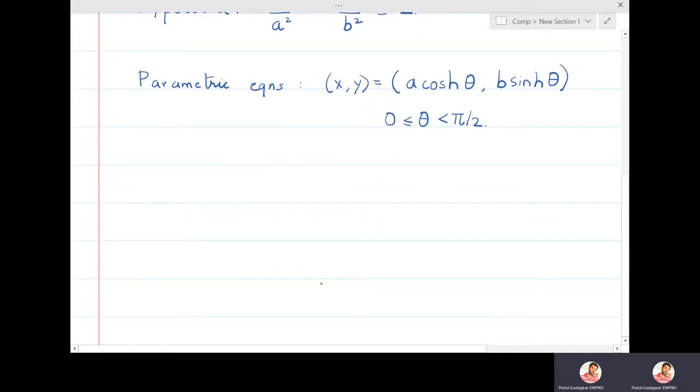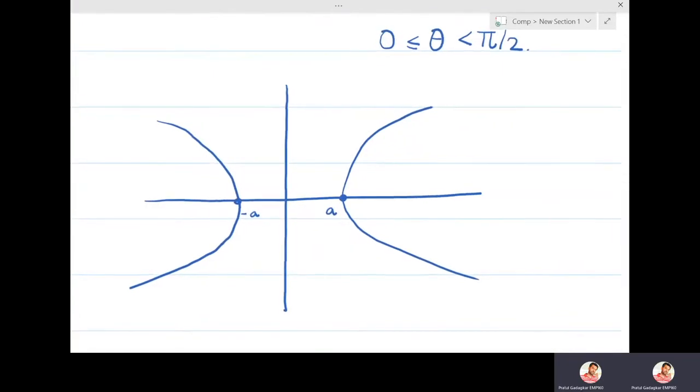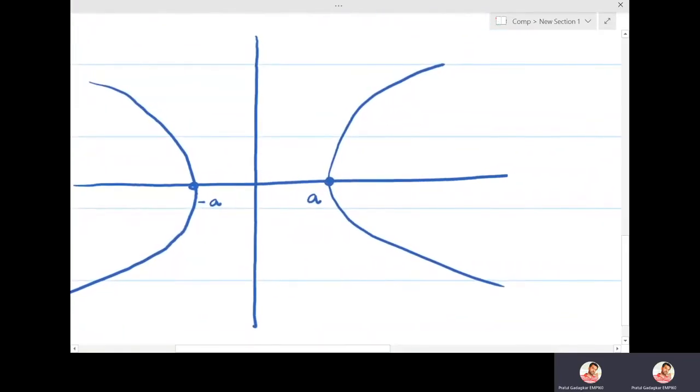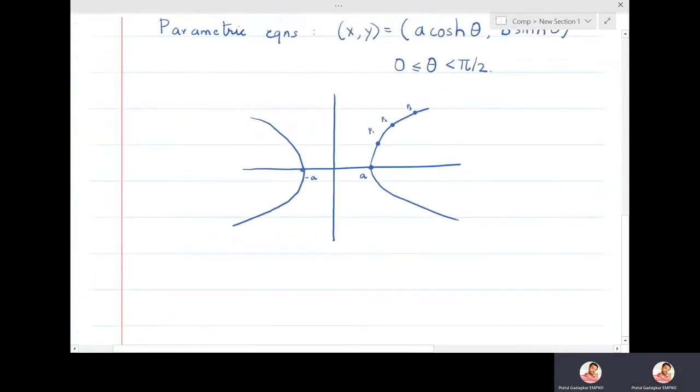So I will just draw in brief. The hyperbola looks like this. These are the points A and minus A. Okay, so we are going to generate now points on this hyperbola. We are going to concentrate on only the first quadrant for these problems. So we are going to generate points like this. This will be our target.